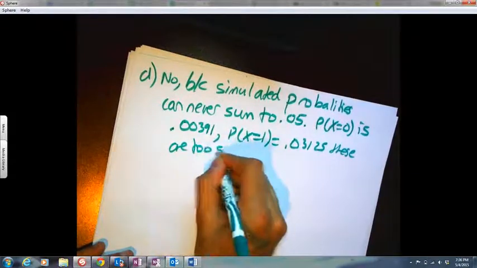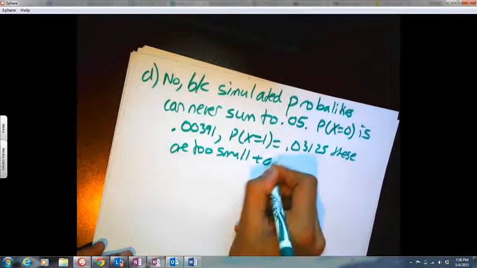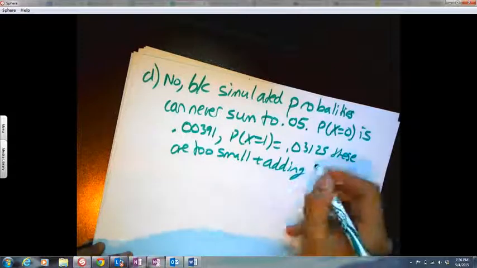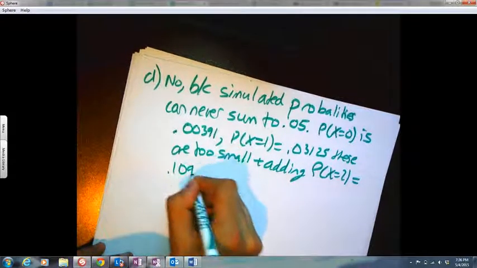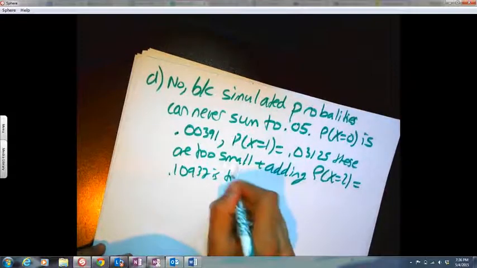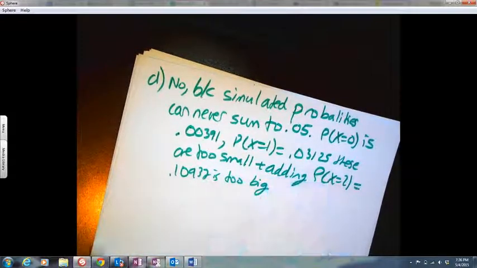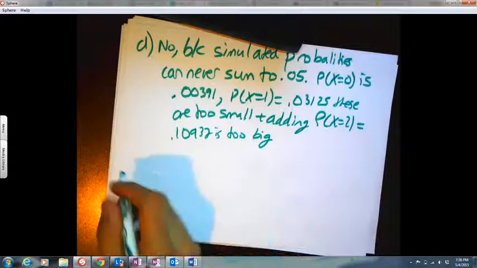And adding probability x equals 2, 0.10937, is too big. Alright. Now what about part E?